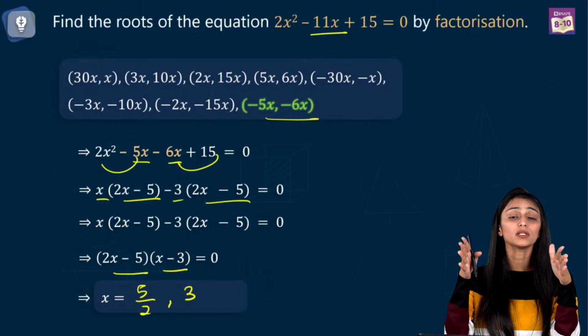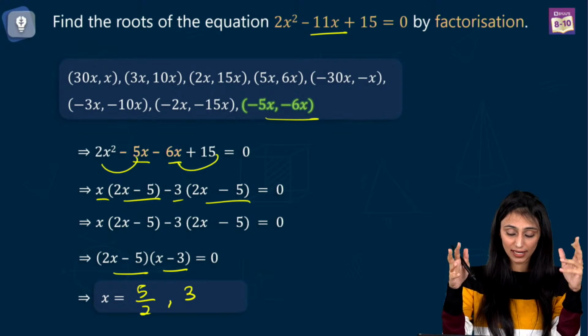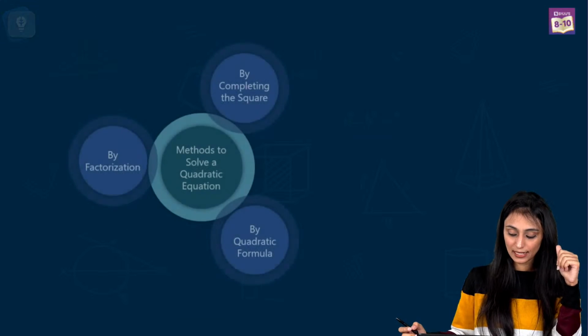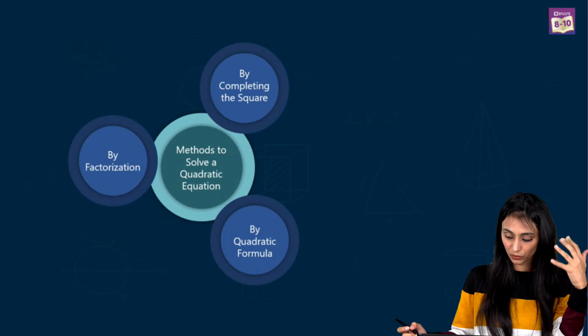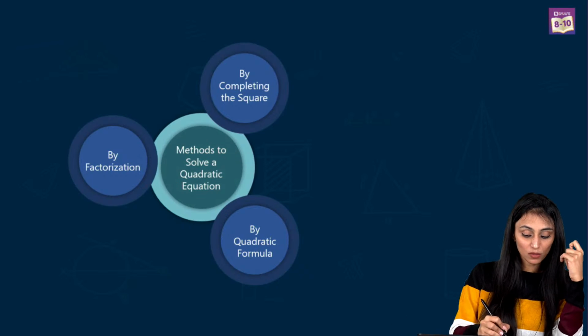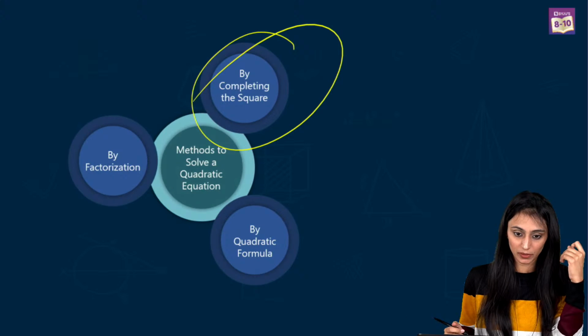So this was about middle term splitting method, which is factorization method. Now let's move ahead. Let's get back and see which is the next method we have. So now we will be understanding the completing the square method.